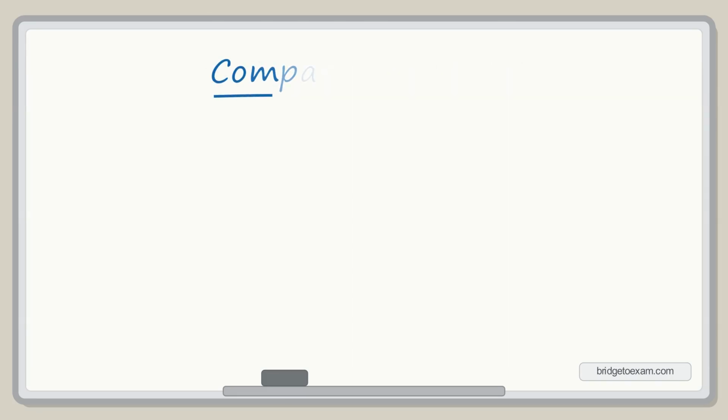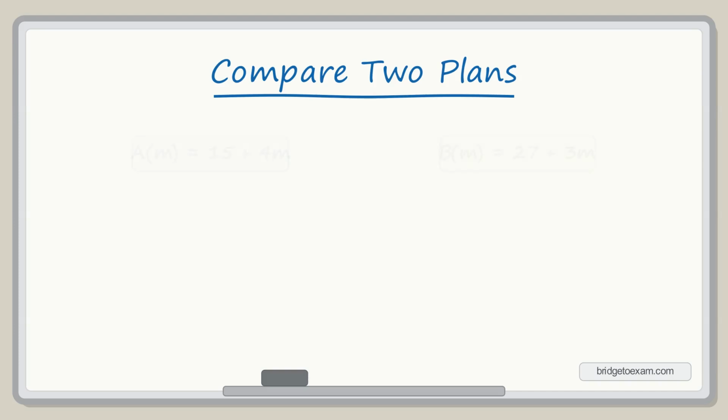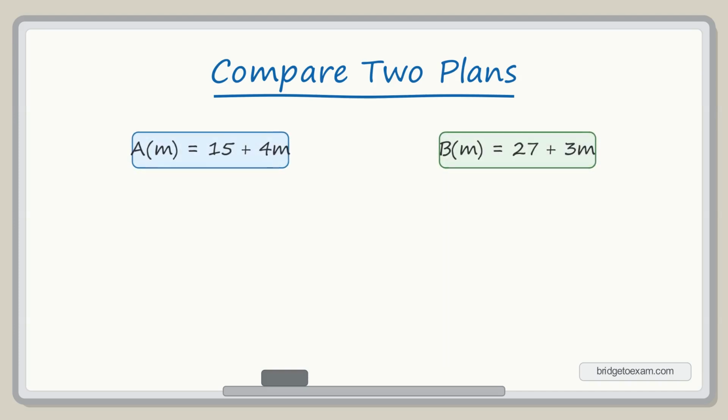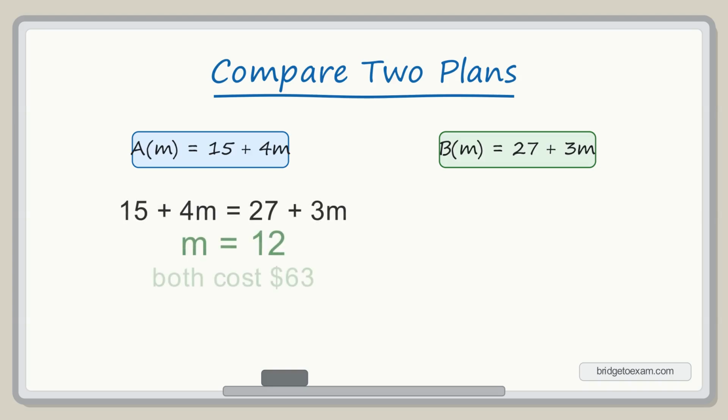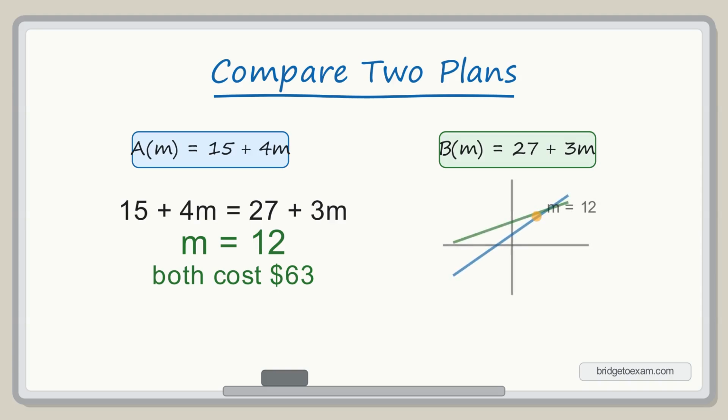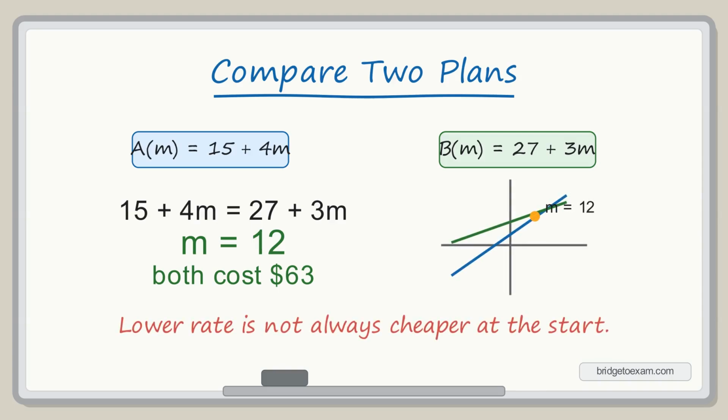To compare two linear models, set the outputs equal. Plan A starts at $15 and adds $4 per month. Plan B starts at $27 and adds $3 per month. They cost the same at 12 months, when both are $63.